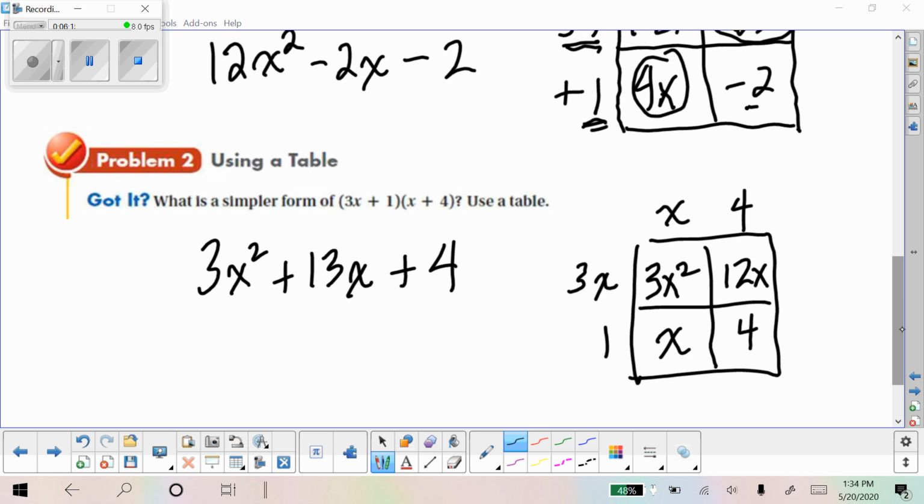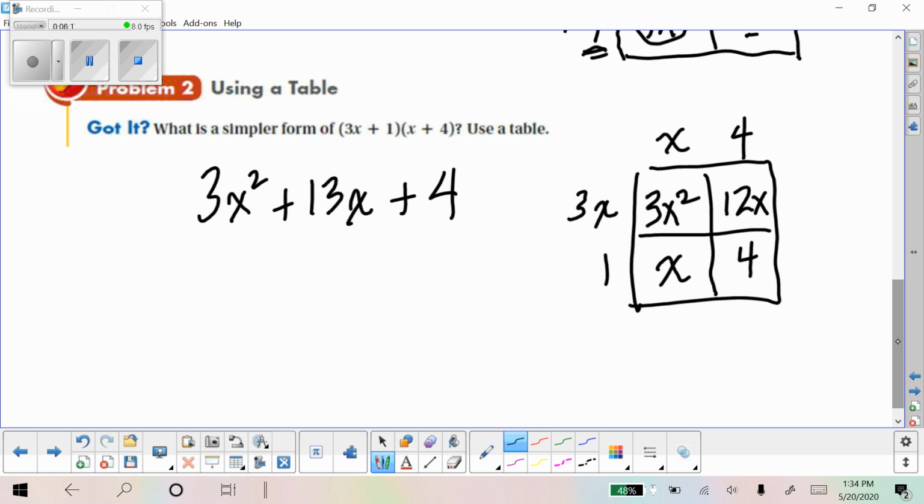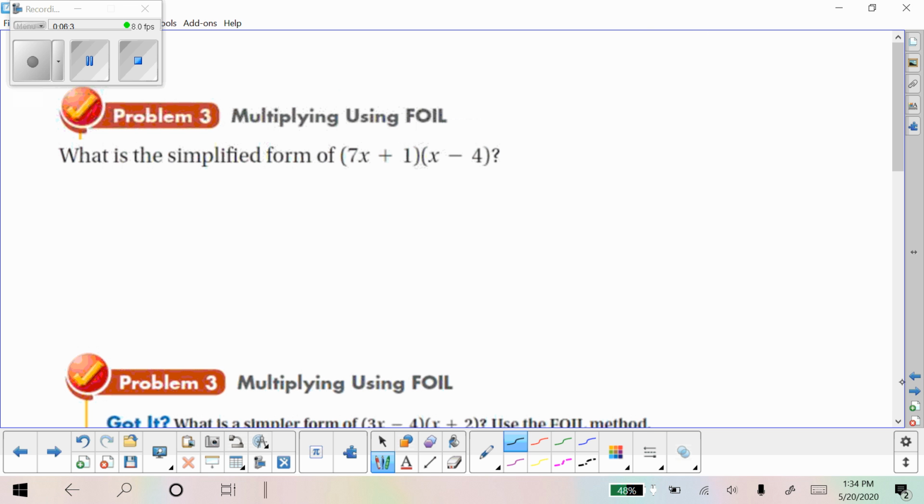All right, here's my work on that one. So I would suggest that if you only learn one of these methods today, that this table is the most important, and I would actually use that most often when you're doing multiplications like this.